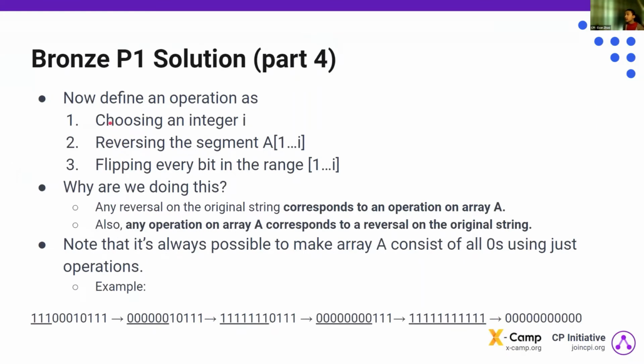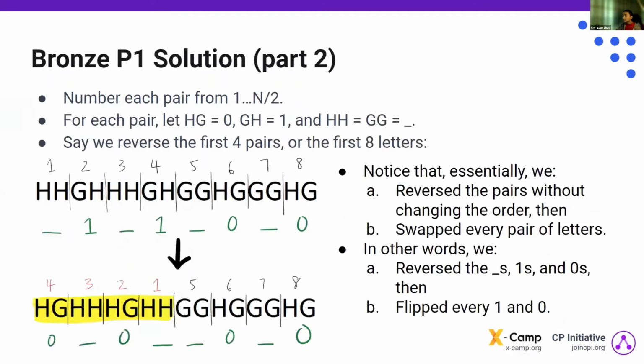So an operation is defined as choosing an integer I, reversing the segment A1 all the way up to I, and flipping every bit in the range 1 to I. Okay. First of all, why are we doing this? Like I said, any reversal on the original string corresponds to an operation on array A, and also any operation on array A corresponds to a reversal on the original string. Okay, for example, a reversal on the first 8 characters will be equal to, first of all, reversing all the characters and then flipping all the bits.